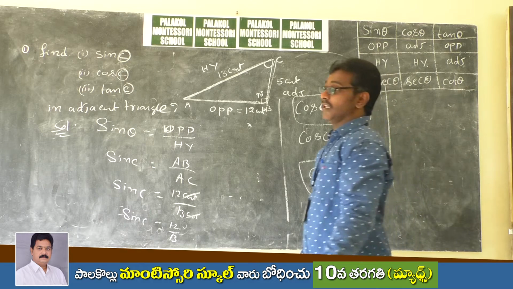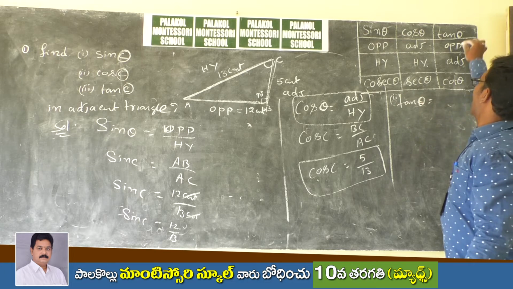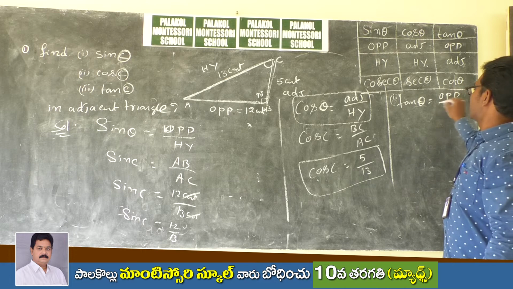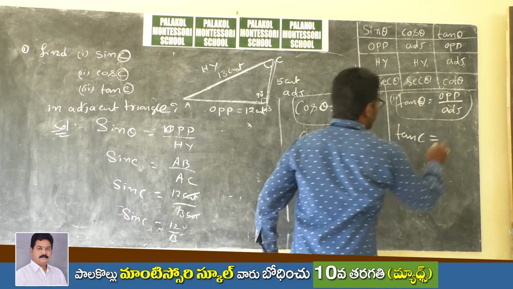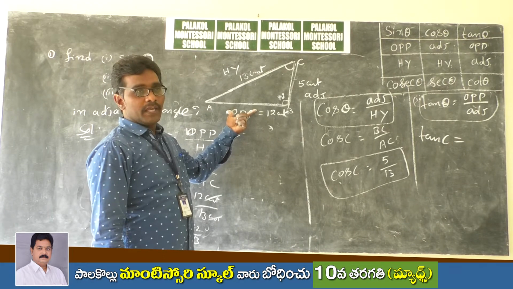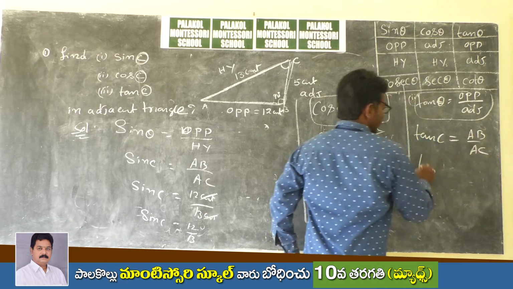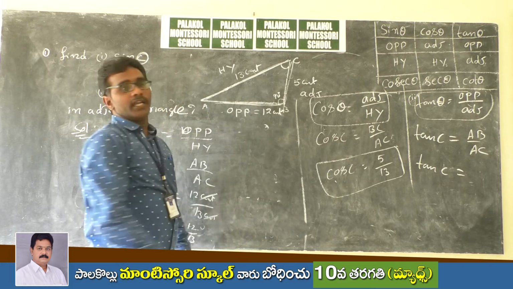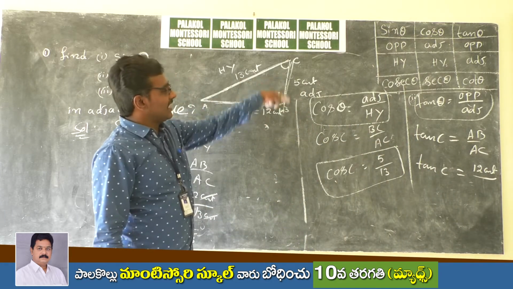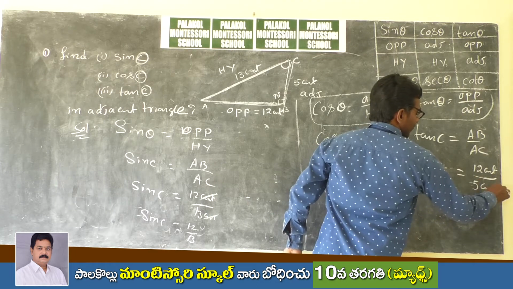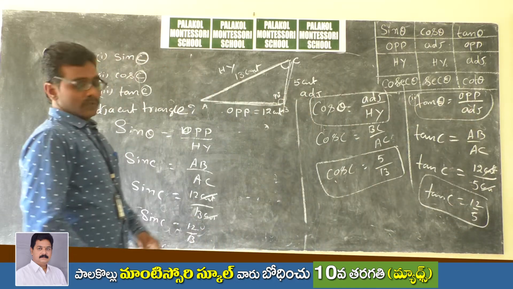Next one, tan C. What is the ratio form of tan theta? Opposite side by adjacent side. Tan C is equal to opposite side AB by adjacent side BC. What is the length of AB? 12 centimeters. And BC length is 5 centimeters. So centimeter units cancel. 12 by 5 is tan C. Okay? Do you understand? Next.